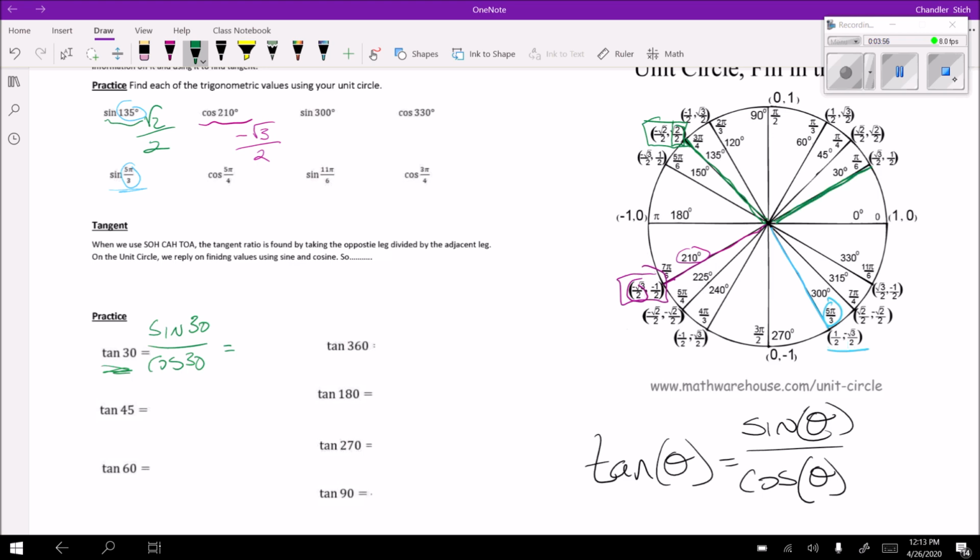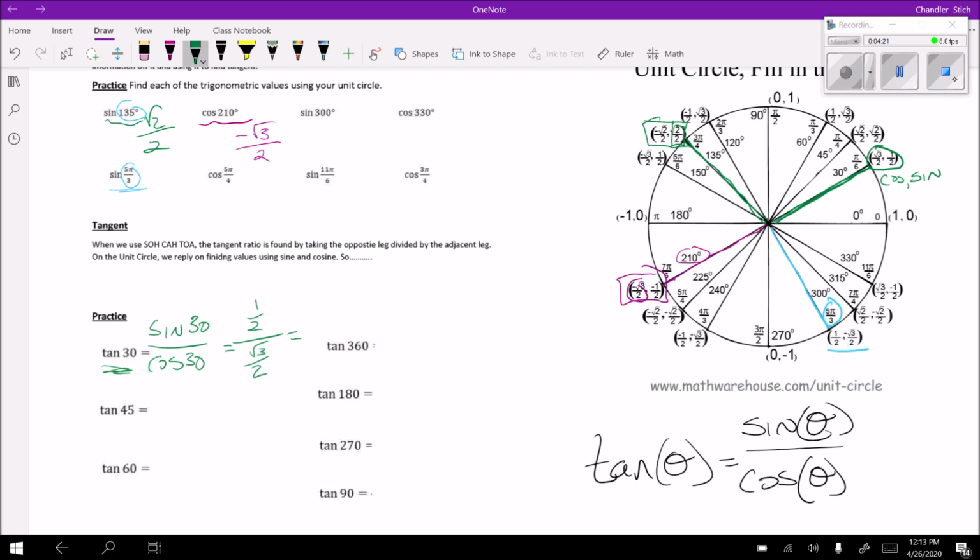30 degrees is my first line on the unit circle. Here's my coordinate points. Now again, it goes cosine, comma, sine. So I can do sine of 30 over cosine 30. So I'm going to go 1/2 over root 3 over 2, which is obviously a pretty complex fraction. But when I divide two fractions, I can actually multiply by the reciprocal.